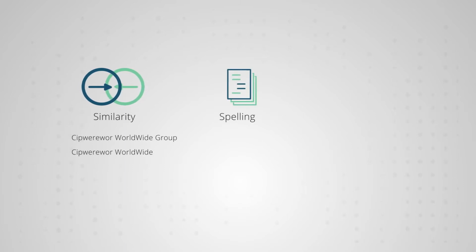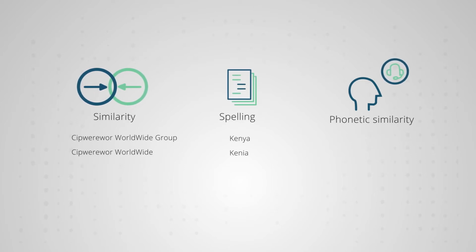The second method is spelling. It looks for any similarity in spelling. For example, Kenya and Kenia. And the third method is phonetic similarity. It looks for string terms that sound familiar. For example, strings that use F or PH.